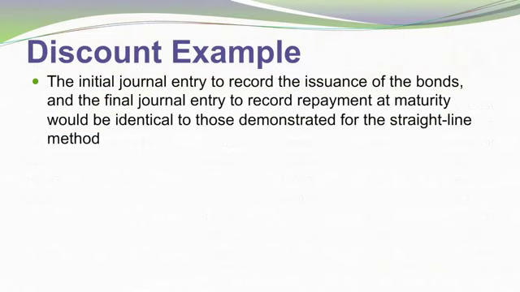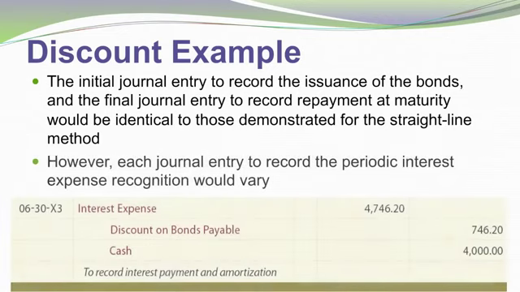The initial journal entry to record the issuance of the bonds and the final journal entry to record repayment at maturity would be identical to those that were illustrated when we looked at this problem under the straight line method in a previous module. However, each journal entry would record a little bit different amount of periodic expense. Now in this case, in the journal entry for June 30th of year 3, we're debiting interest expense $4,746. That's the calculated amount from our amortization table. Bear in mind only $4,000 of that is paid in cash, the credit to cash. The difference is our discount amortization, $746.20.